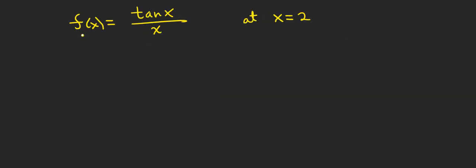Let's say you got f of x equals tangent x over x, and you want to find the equation of the tangent line at x equals 2. In order to do that, we need to find the slope of f at 2. In other words, we got to find f prime of 2, because that would be the slope at x equals 2. And what is the y value when x equals 2? When x equals 2, the y value is tangent of 2 over 2. And when you put that into a calculator, make sure you're in radian mode.